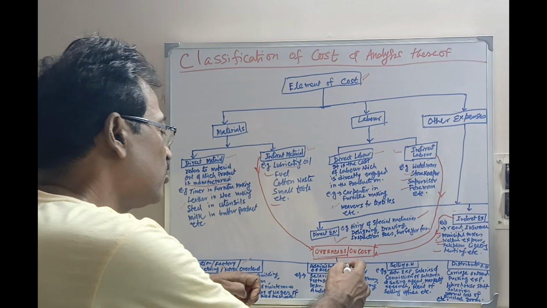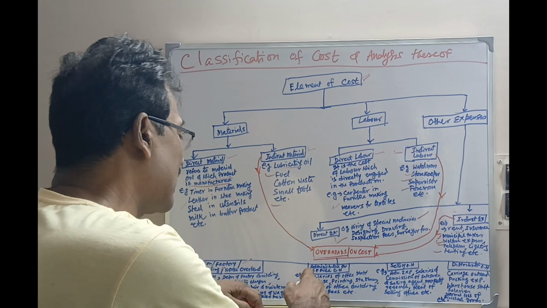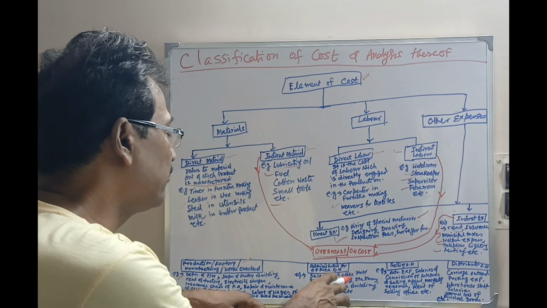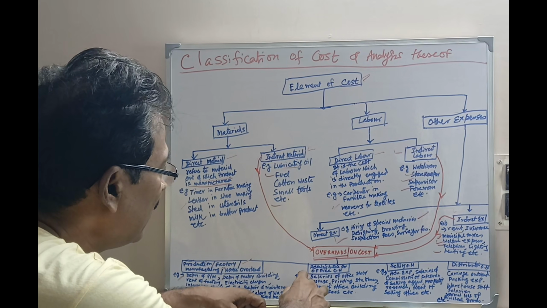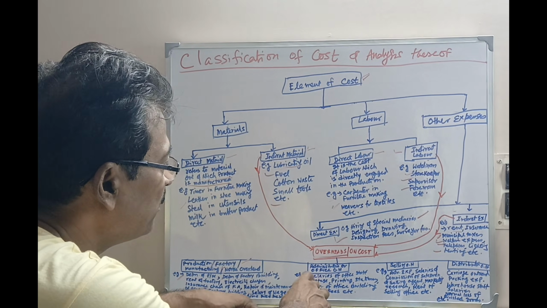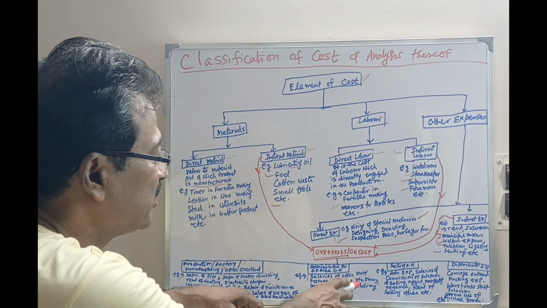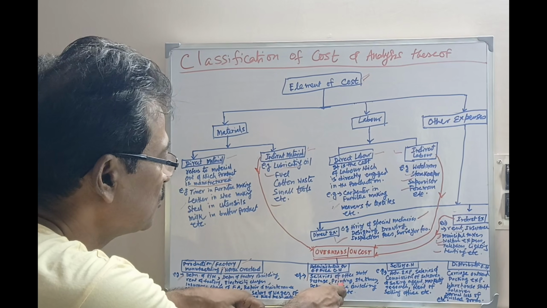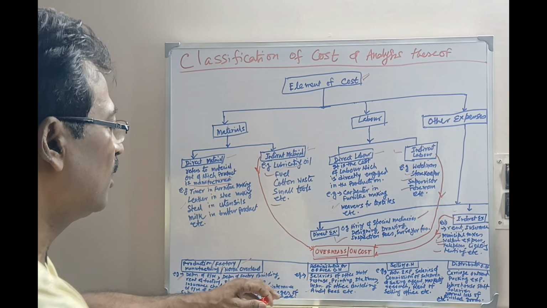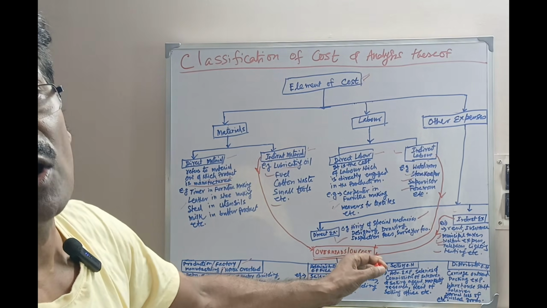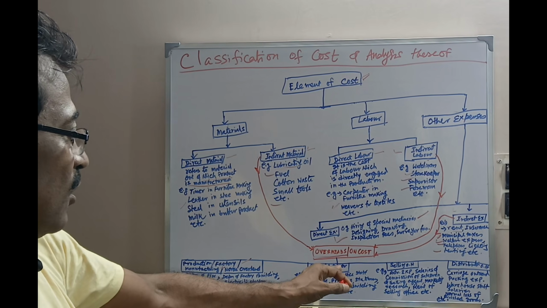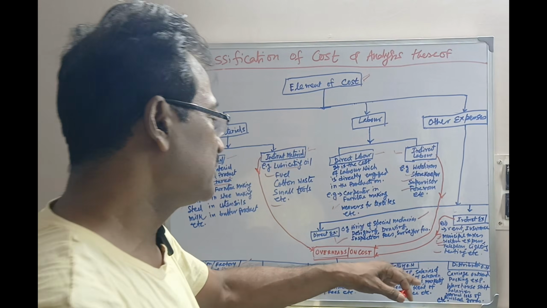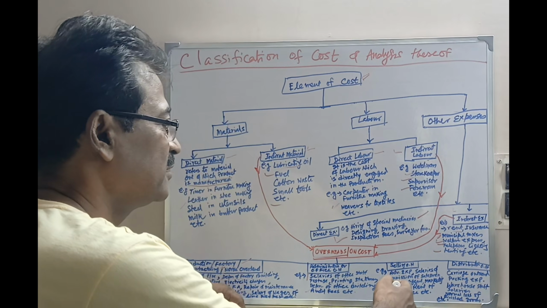Similarly, administrative overhead or office overhead includes salaries of office staff and other related office expenditure like postage, printing, stationery, depreciation of office building, audit fees, etc. These are examples of administrative and office overhead. Similarly, there is selling overhead.